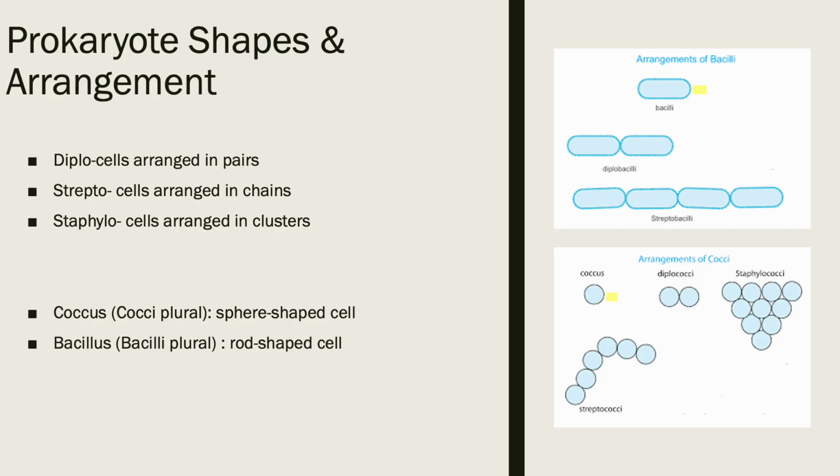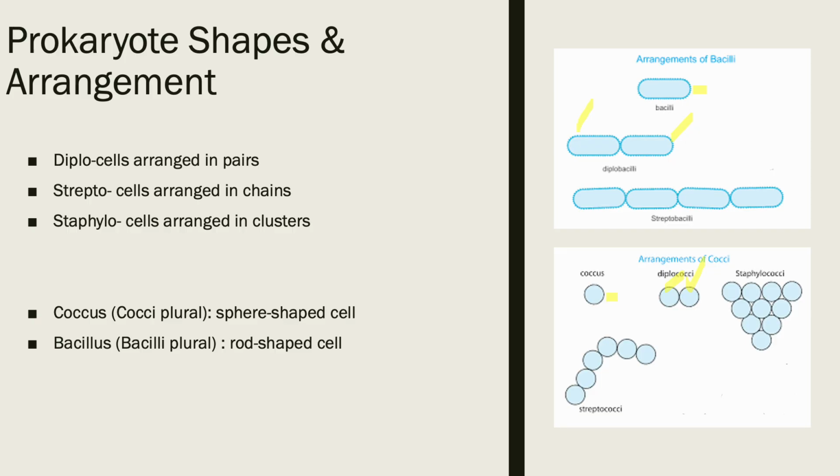And if we get more complicated, we get into arrangement. So if we have two cells connected, that is a diplo arrangement. So if we have two spherical cells, that is called a diplococci for two circular cells. If we have two bacillus cells, we call that a diplobacilli for two bacillus cells. Then we get into more complicated arrangements.